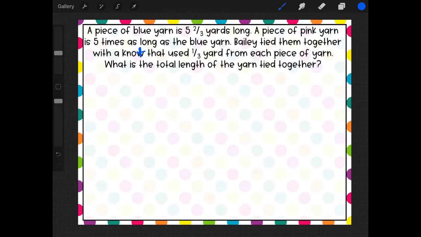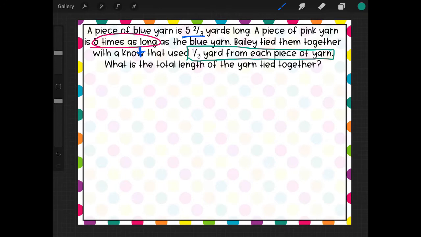So I'm going to start off by asking myself, what do I know about the problem? I know that I have blue yarn that is 5 2/3 yards long. I also know that the pink yarn is 5 times as long. Multiply by 5. Then there's this interesting other little step in here where it says Bailey tied them together with a knot that used 1/3 yard from each piece of yarn. I think that's going to become very important here very soon. So I'm going to keep those 3 things in mind.